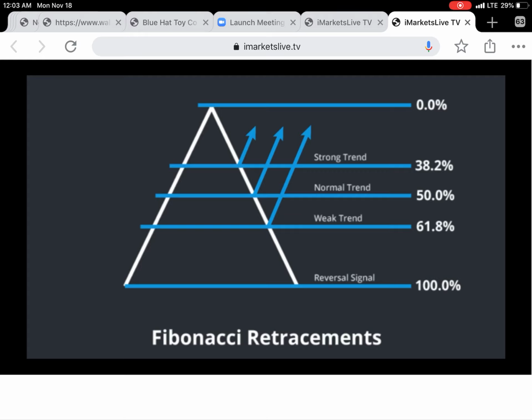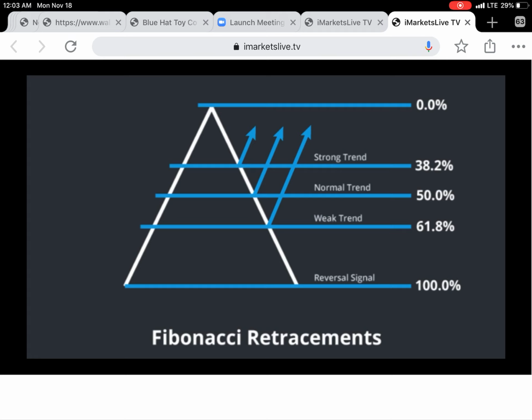Meaning that this market is going to drop down to the 25 to the 382 and continue rising back up. Okay, don't worry, I'm going to walk you through all of this. I just want to break down all of the tools that we're going to be using.